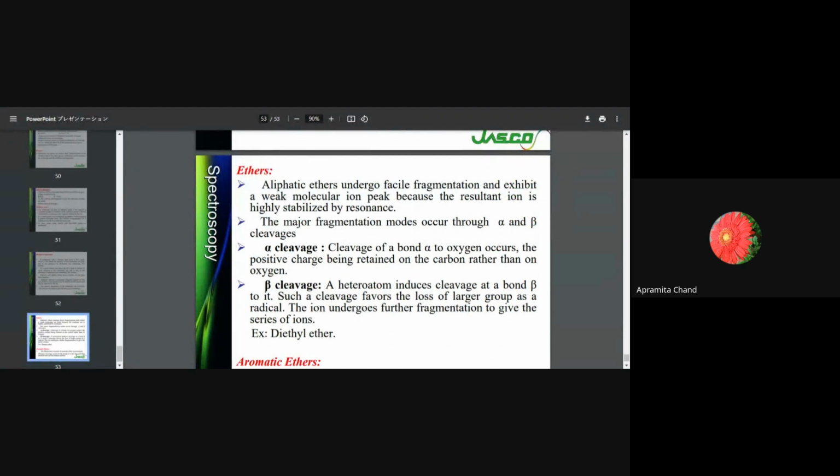Ethers can be cleaved by alpha cleavage and beta cleavage.